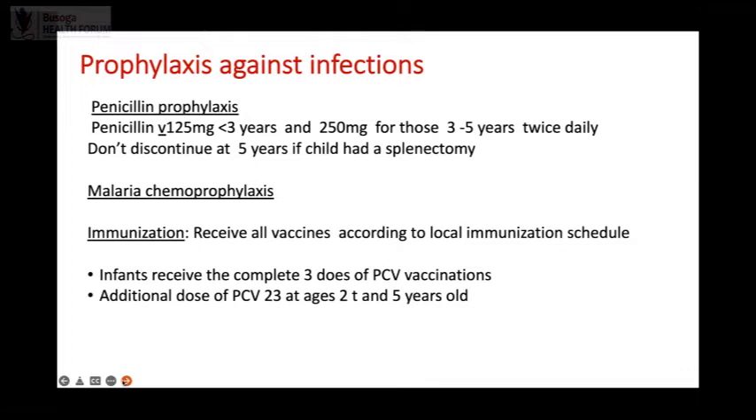Immunization. The guideline is that children should receive all their immunization according to the local immunization schedule. But in addition, you give 2 additional doses of PCV23 at the age of 2 and then at 5 years old. Okay, so please give them their booster at the age of 2 and the age of 5 years old, especially if you're planning to stop the penicillin prophylaxis.